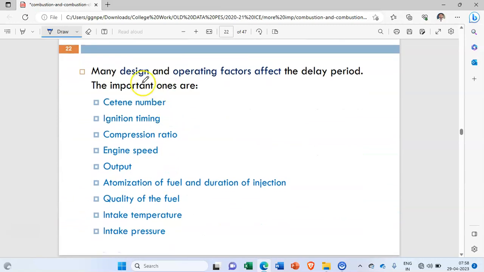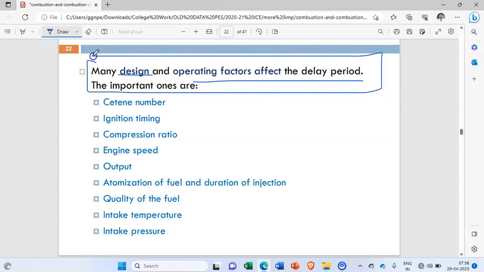Now many design and operating factors affect the delay period, and this is the main point. Remember, this is the main point that we have to discuss afterwards also, that is the effects of knocking or detonation which takes place in the CI engine, and what are the different factors affecting that. That we will discuss later. But here you have to remember that whatever factors are affecting this delay period, the same factors will be affecting detonation.